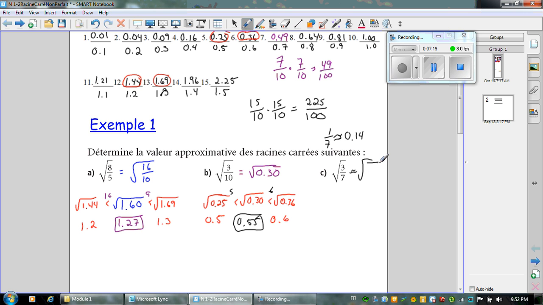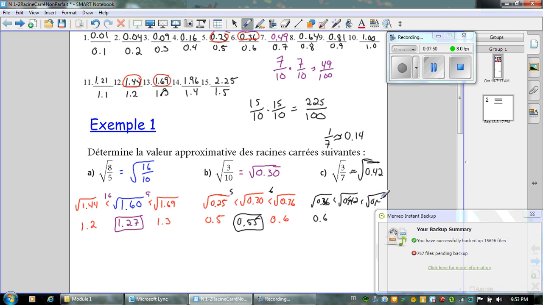So this would be a good way to change that to hundredths. Just say that I have 1/7 is 14 hundredths, and then 3 of those. So then it would be somewhere between 36 and 49. So let's do that. You have the square root of 36 hundredths, which is 6/10, and it's between that and 49 hundredths.